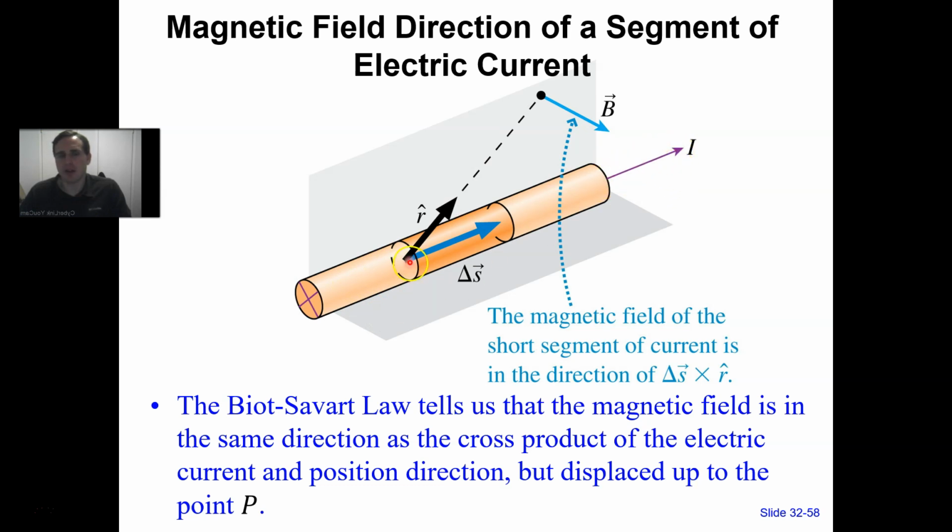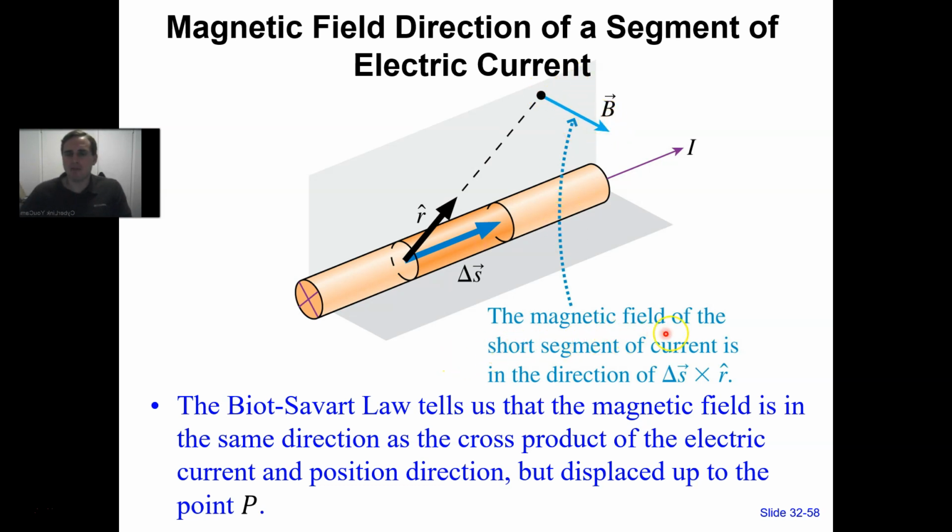You can see it three-dimensionally. Here's the little delta S, which again, in calculus sense, you can shrink down to ds. R hat vector, again, has length 1, and it points up to this point of interest. That's the point P. So, I is in this direction, R vector is in that direction, the thumb points this way, which is the direction of the magnetic field.